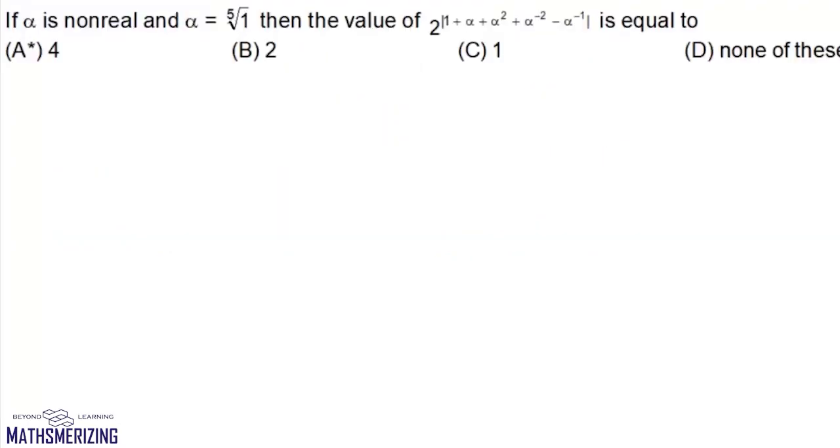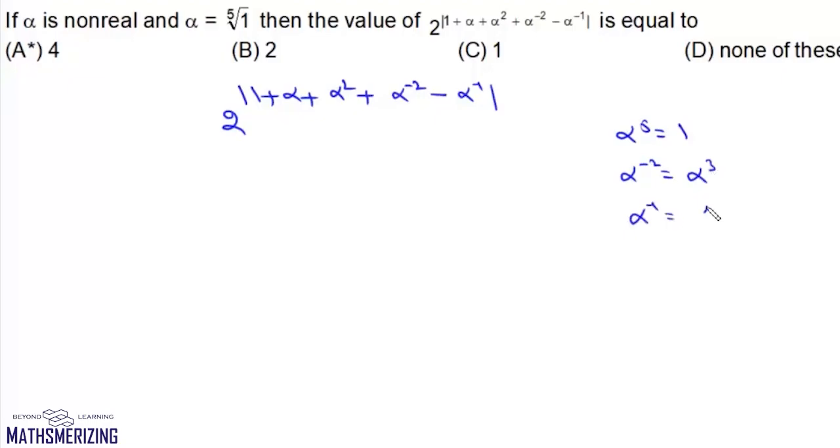Now here the question is, if alpha is non-real and it is a fifth root of unity, we need to find the value of 2 to the power |1 + α + α^2 + α^(-2) - α^(-1)|. Now we know that α^5 is 1. Then α^(-2) is nothing but α^3, and α^(-1) is nothing but α^4.